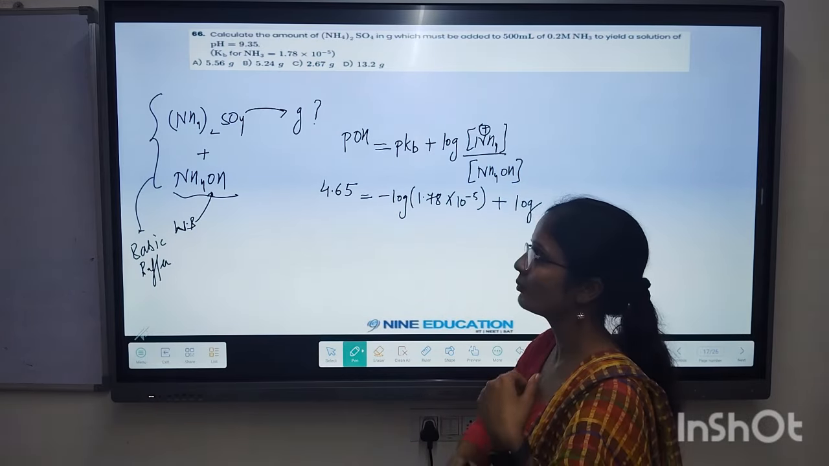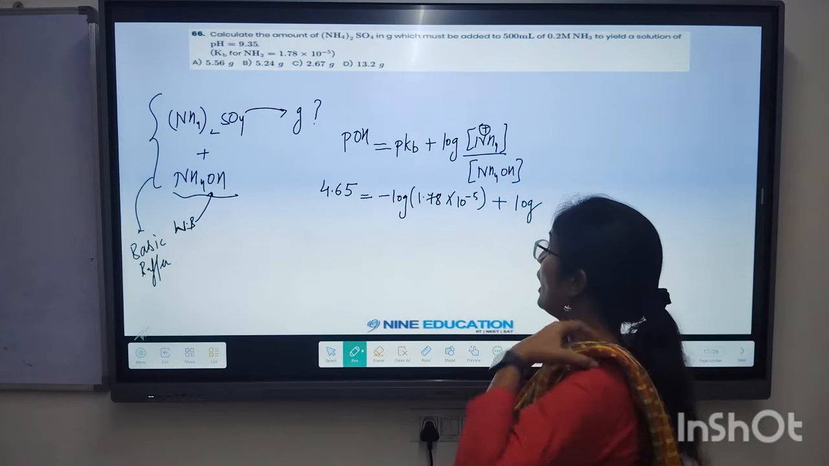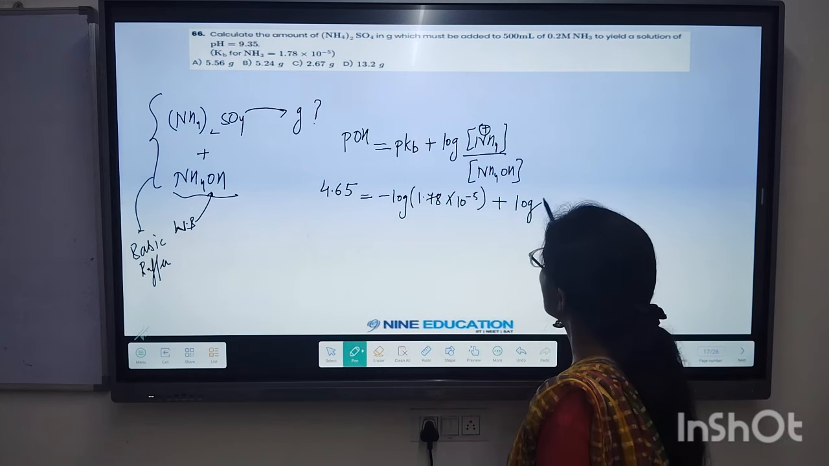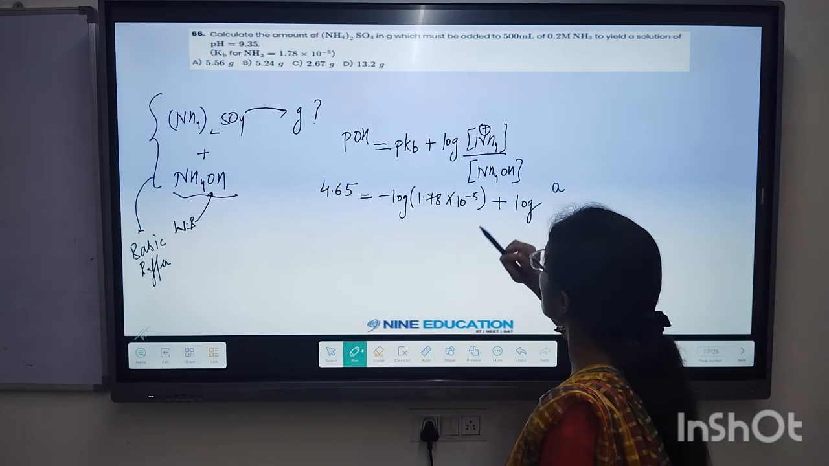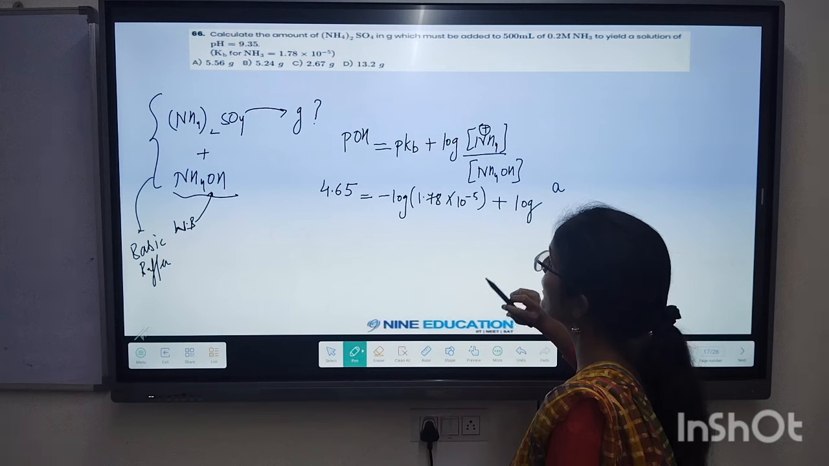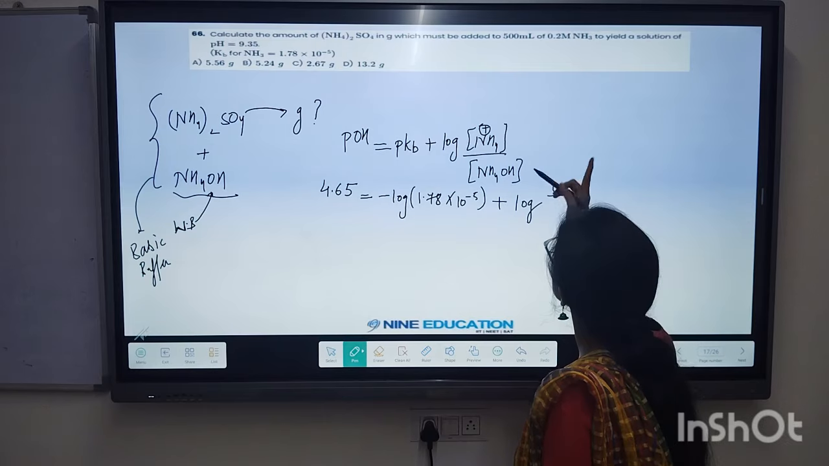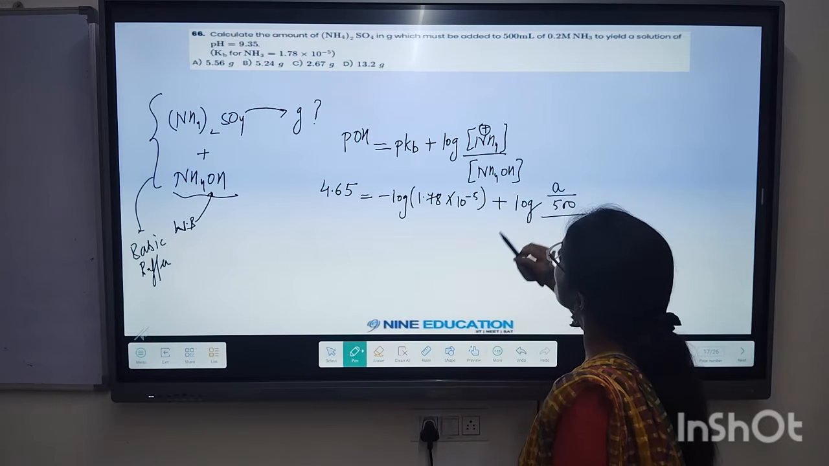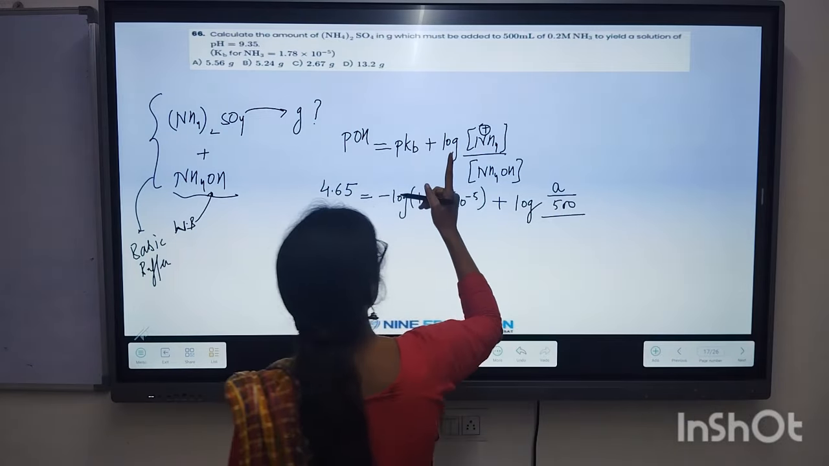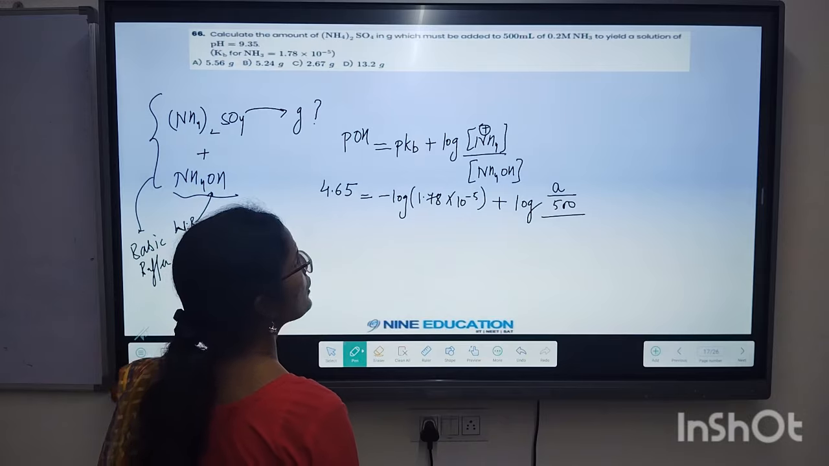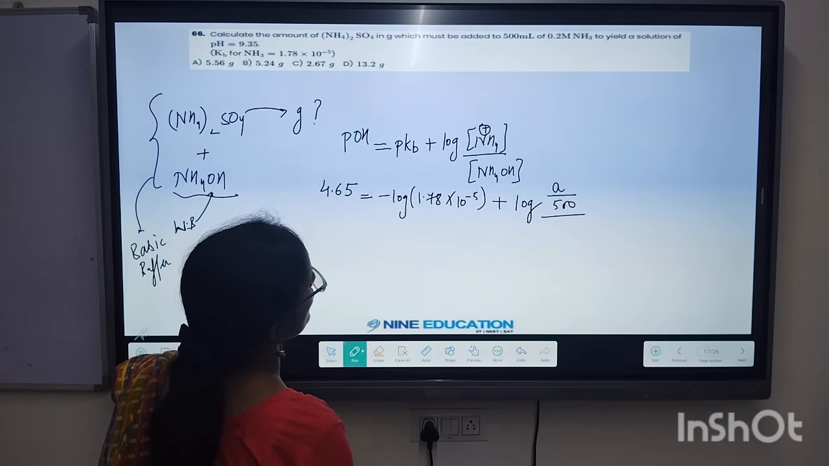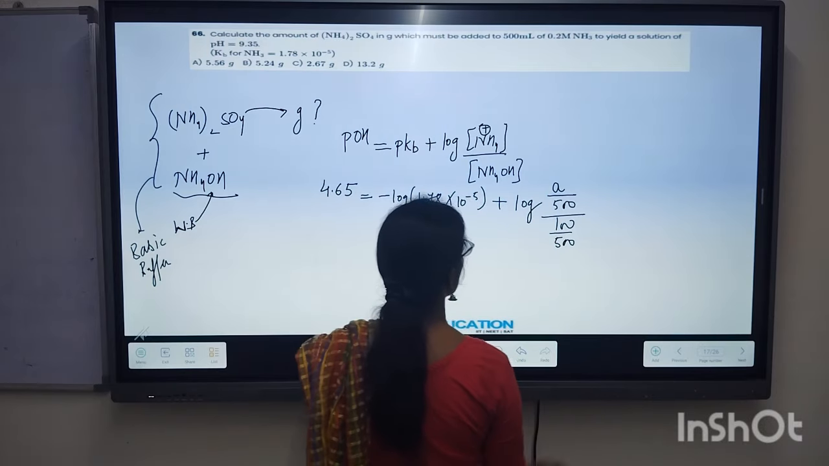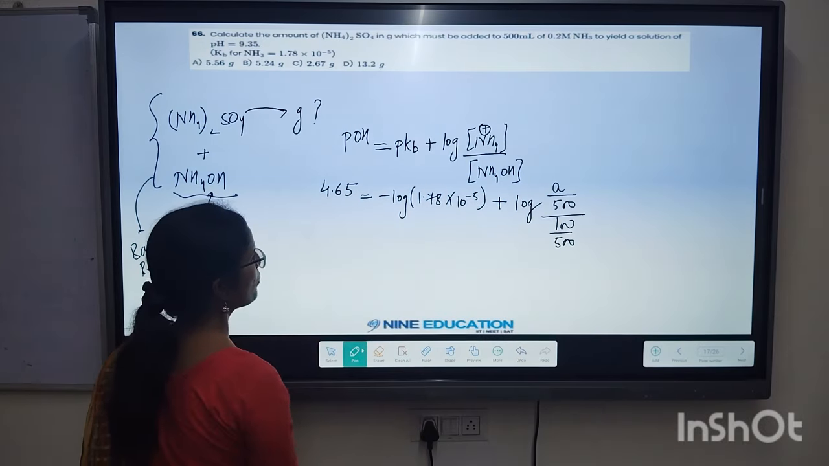It is coming mainly from the (NH4)2SO4. As we do not know how much gram we are adding, let us suppose some A millimoles of NH4 positive we are taking. So A millimoles divided by the volume. We are having 500 ml of 0.2 molar NH4OH, so 500 into 0.2 is 100 millimoles. So it will be A divided by 500 over 100 divided by 500. Volume will be cancelling out, and we'll be getting A by 100.